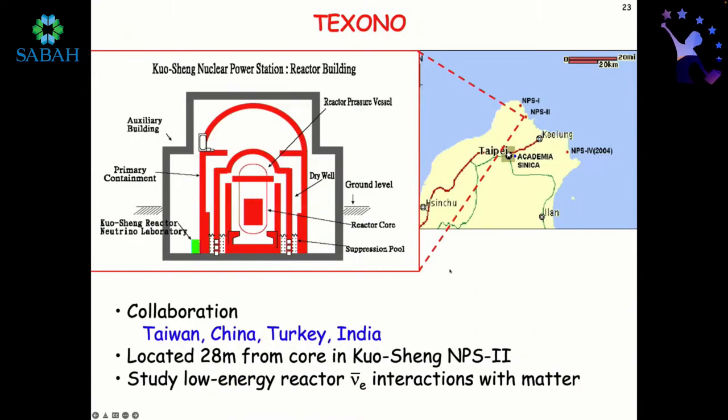Now there were several experiments in the world using this technique to search for the magnetic moment of the neutrino. So I'm going to use the TEXONO experiment done in Taiwan. And this is the nuclear reactor. They put the detector only about 28 meters away from the reactor core. So as a result, they see a very intense anti-neutrino beam going through the detector.